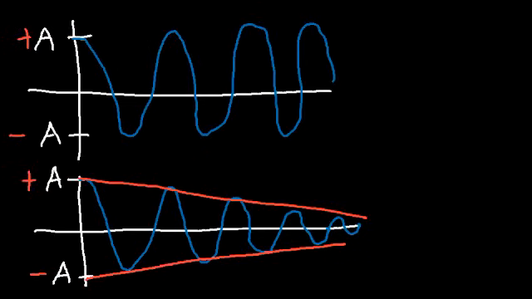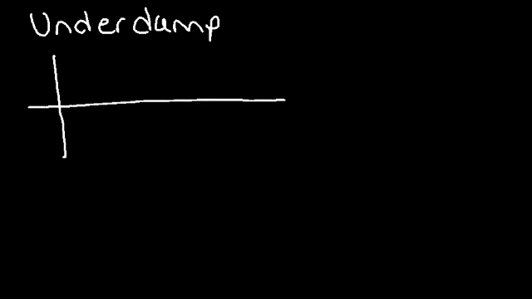Now there's 3 different types of damping that you need to be familiar with. There's overdamped, underdamped, and critically damped. When the system is underdamped, the object will make a few swings before it comes to rest. So it's going to make a few cycles, and eventually it's going to become zero.